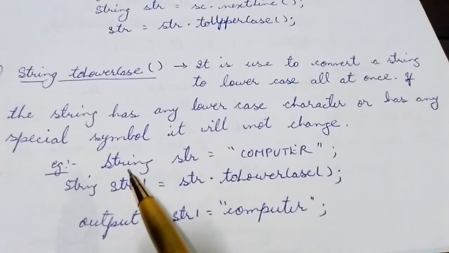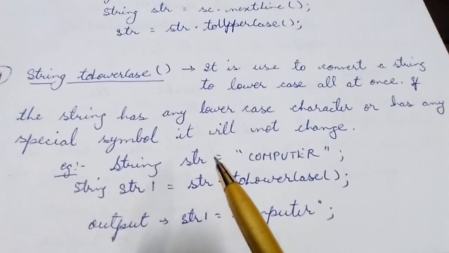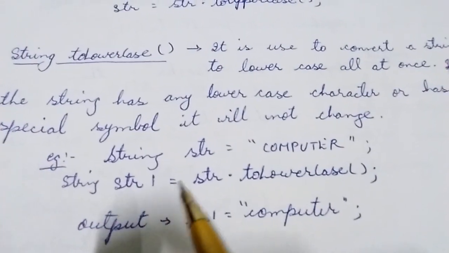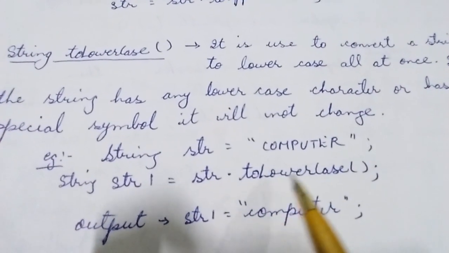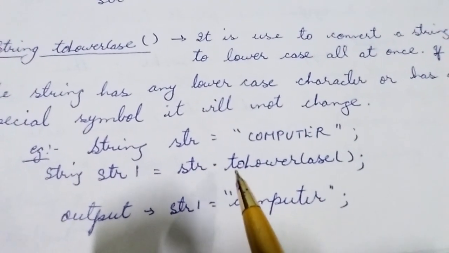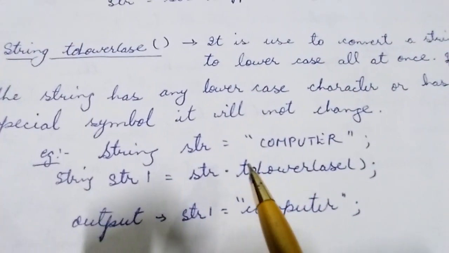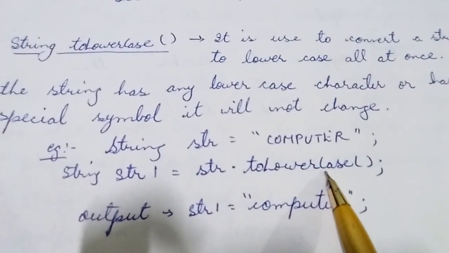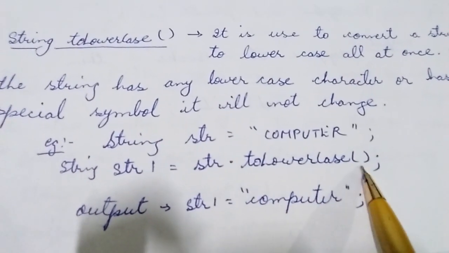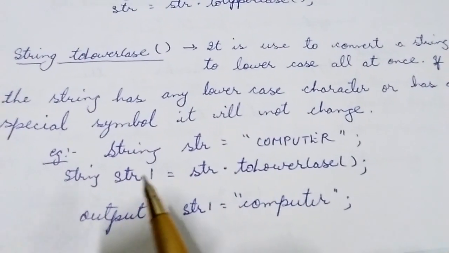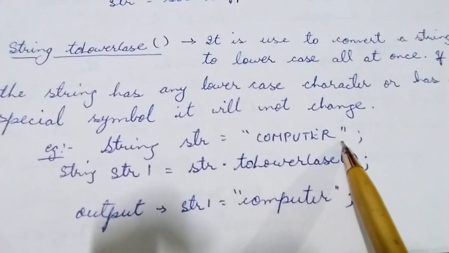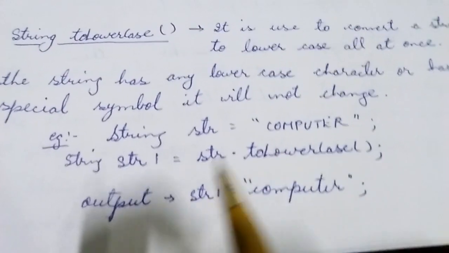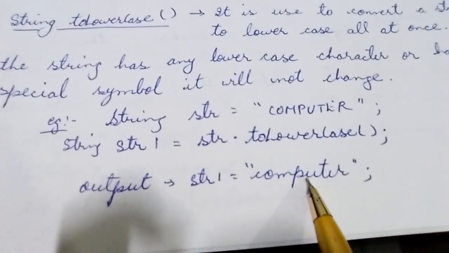We see one example here: String str equals "COMPUTER". String str1 equals str.toLowerCase. Now we should pay attention to how to write it. See, the t is in small letter, L is in capital letter, and C is also in capital letter, without any gap. So it will convert my COMPUTER written in capital letters to lowercase, and my output will be computer in lowercase.